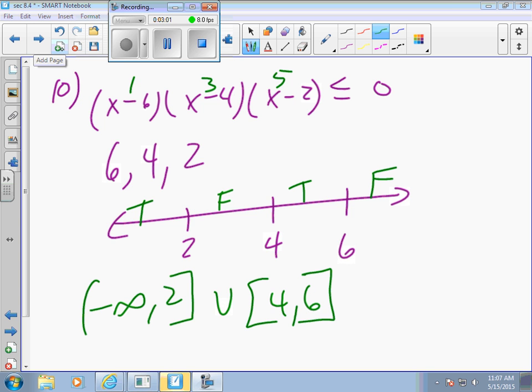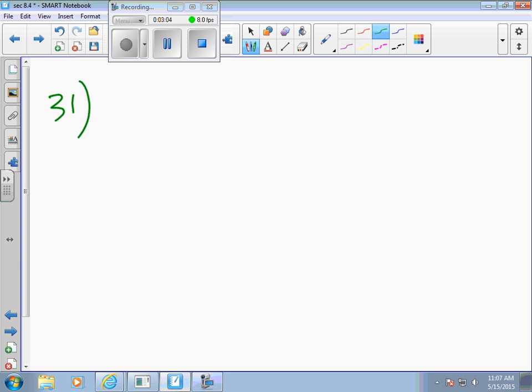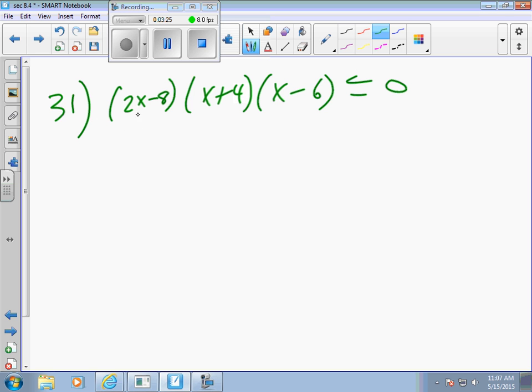Let's try another one. Number 31. Again, it's factored for us, which makes it nice. And we want to find out where these are equal to 0. We can set them equal to 0, or the shortcut we used before was opposite of this over this, so 8 over 2. Opposite of that is negative 4 over the 1, and 6. This, of course, we would simplify to a 4.